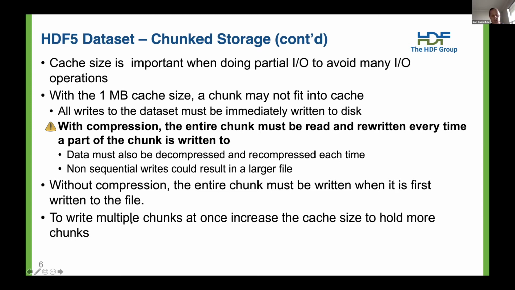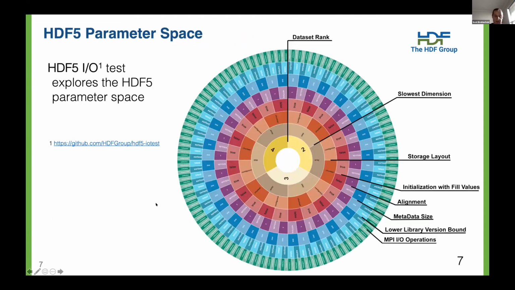If you have multiple chunks at once, then you can increase the cache size to hold more of those chunks in, so you don't go to disk as much. So it's just something to remember to play with the chunk caching if it's important to you in your application. So let's go on to studying.